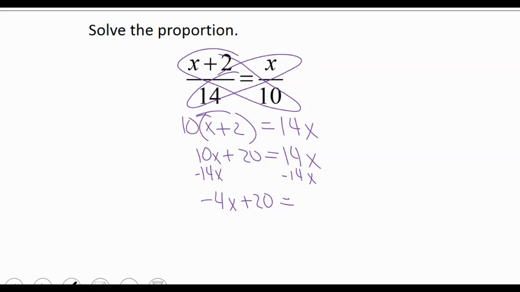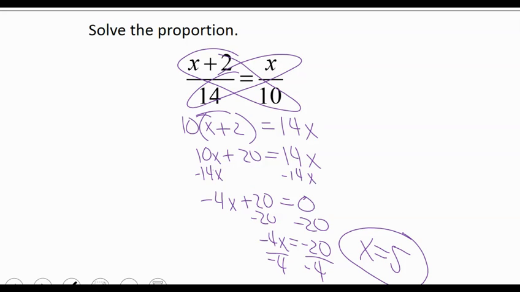14X minus 14X is just 0. Everything canceled out, so it's just 0. Now I'm just going to solve this equation. Subtract 20 from both sides. So negative 4X equals negative 20. Divide by negative 4 for my final step, and I figure out X equals 5. X equals 5. All right.